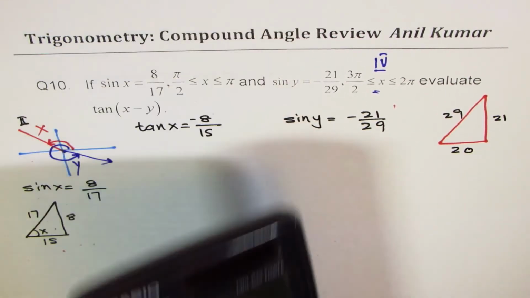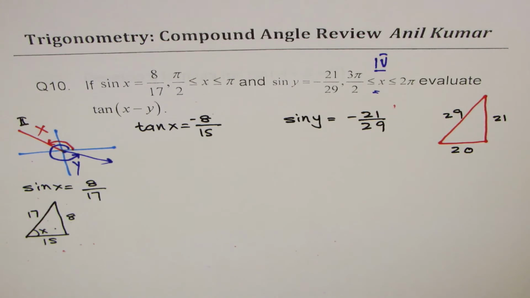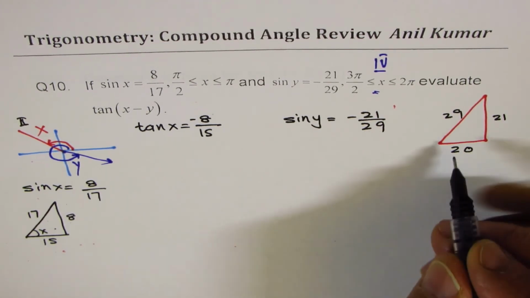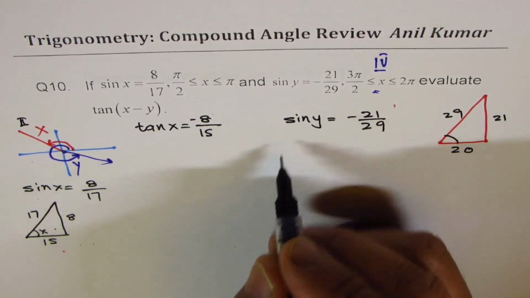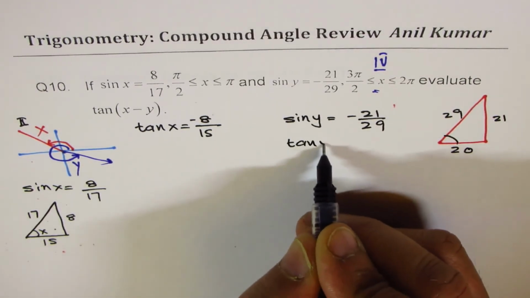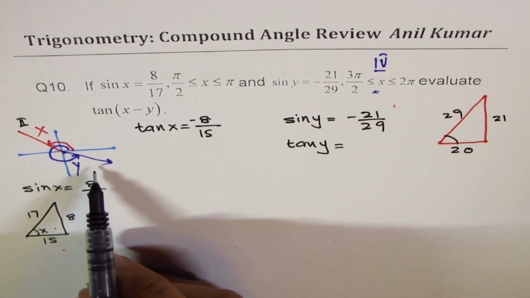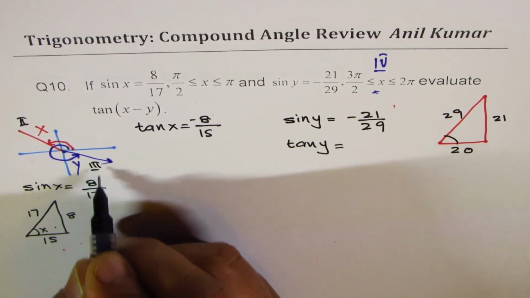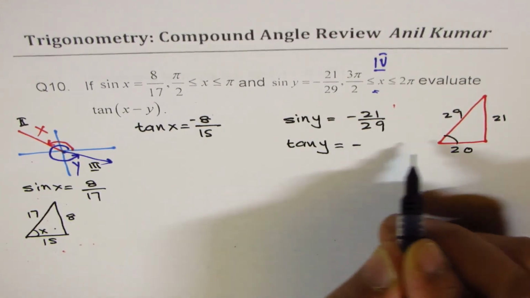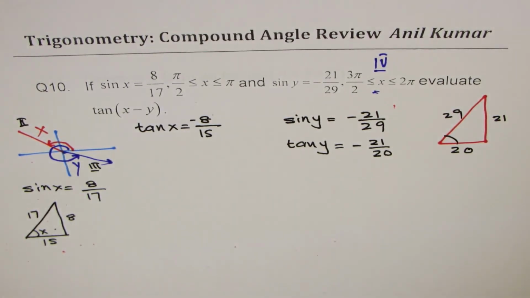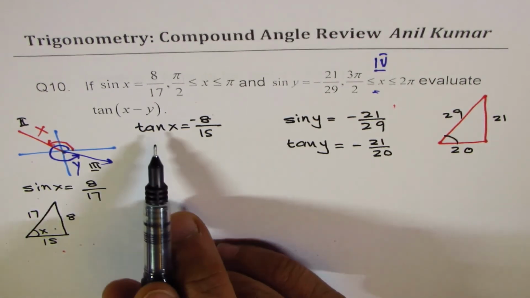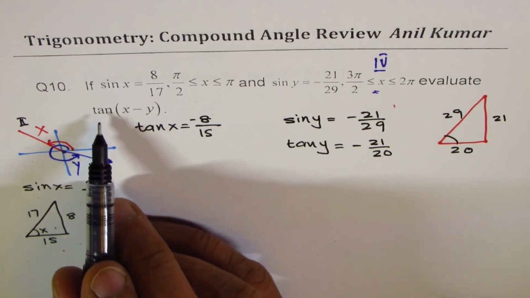Okay. Now some of you may remember these square roots or can do it with alternate methods. Otherwise, as an exception, you can use this triangle, right? So from here, we know what tan y is equal to. Since you are in quadrant 3, tan y is also negative. So we'll write this as negative 21 over 20. Is that clear?